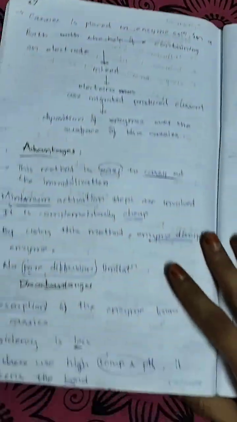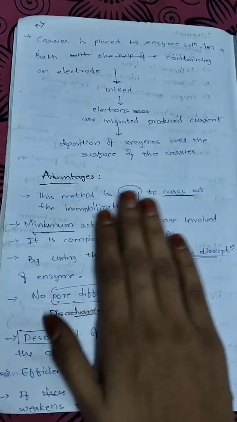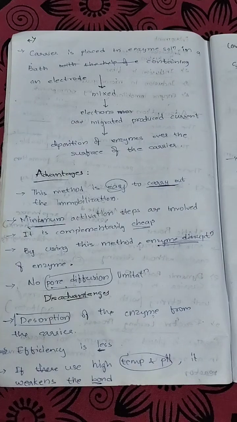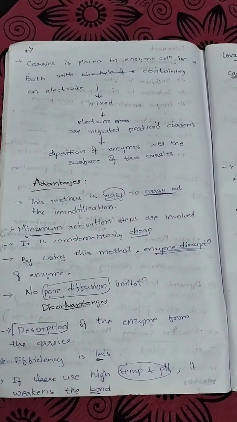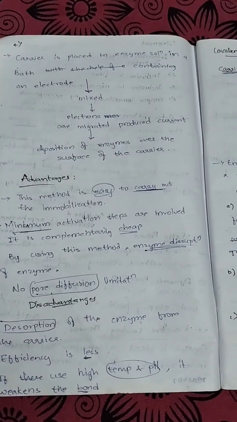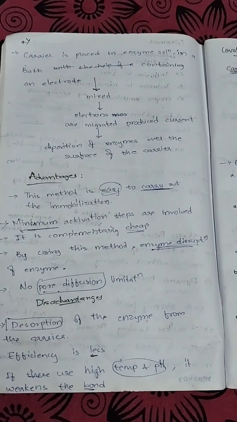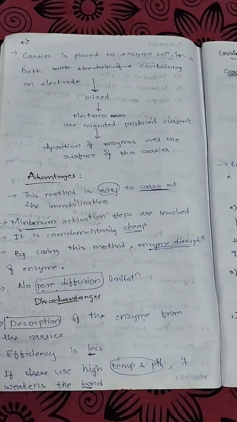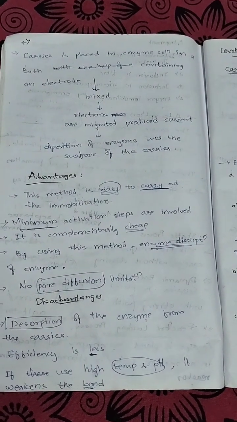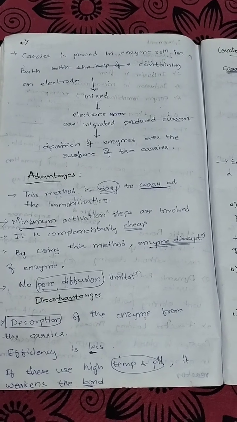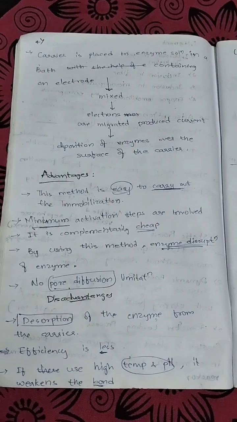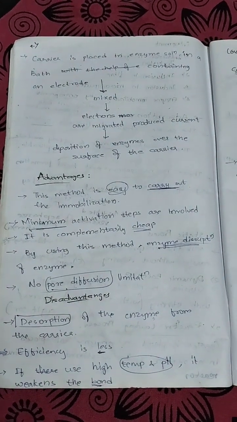And the next is covalent bonding. First, the advantages and disadvantages of the adsorption process. The advantages include: it is an easy process, minimum activation steps are involved, it is cheap, enzyme disruption does not happen, and pore diffusion limitation is not there.